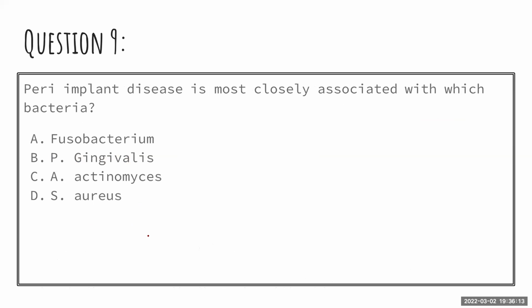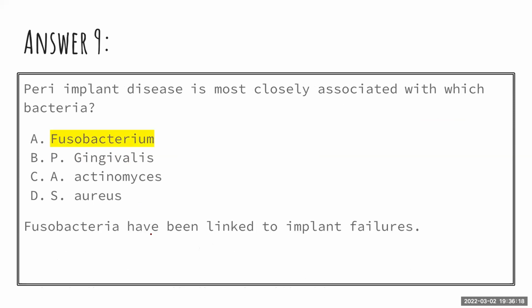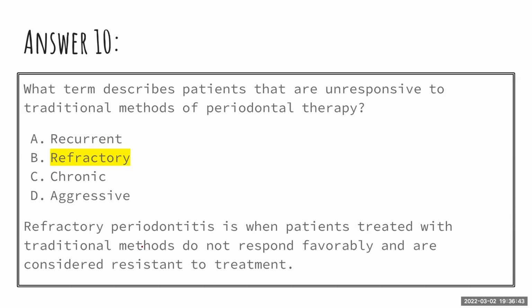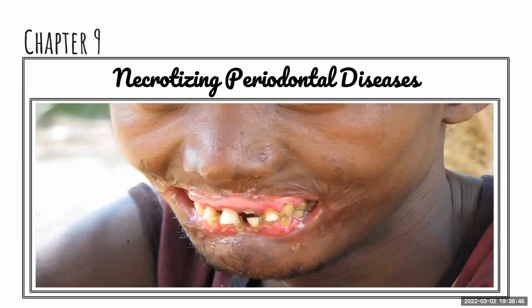Okay, that was a good guess. Or Mackenzie, was it a guess? No, I remember it from the slide a few slides ago. What term describes patients that are unresponsive to traditional methods of periodontal therapy? B. Yep, refractory. Okay. Necrotizing.